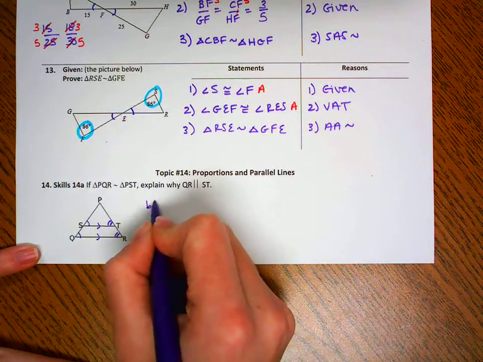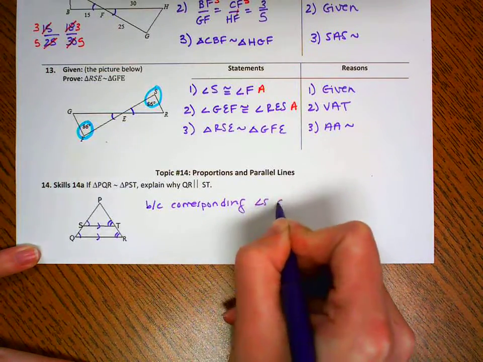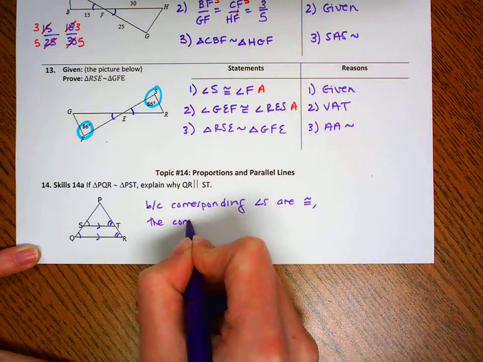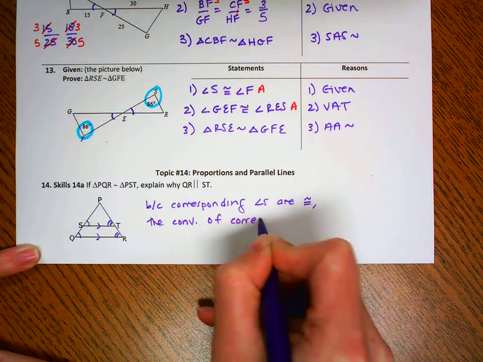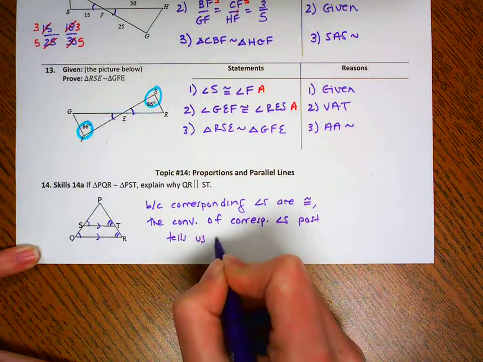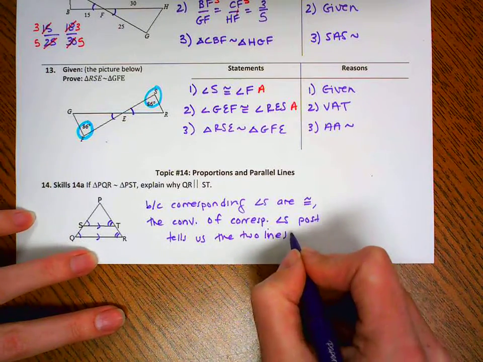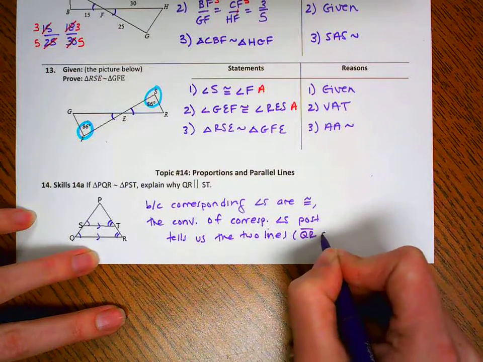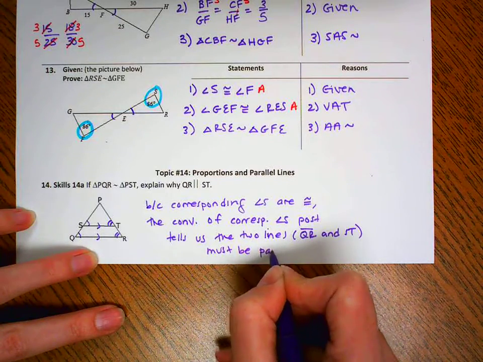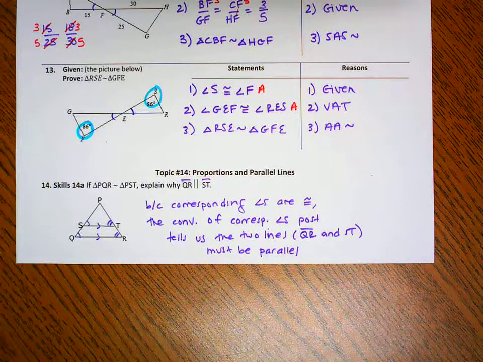So I would just say, because corresponding angles are congruent, the converse of the corresponding angles postulate tells us the 2 lines, oopsies, I forgot my I, the 2 lines, segment QR and segment ST must be parallel. And really, this should have segments there and there. That was our mistake. Okay, that's the end of video 3. I'll get started on video 4 soon.